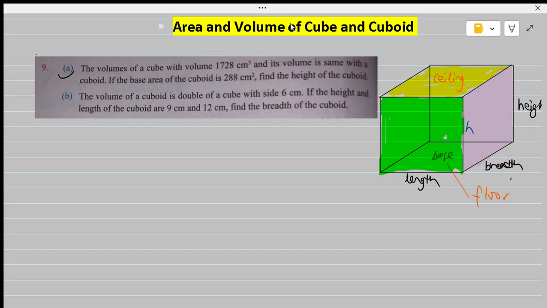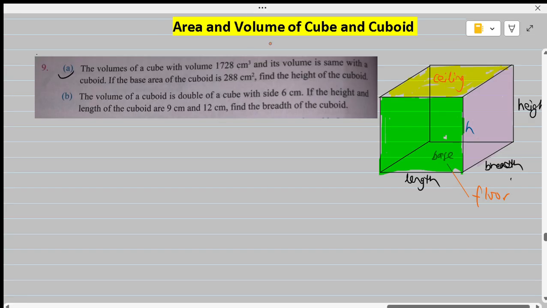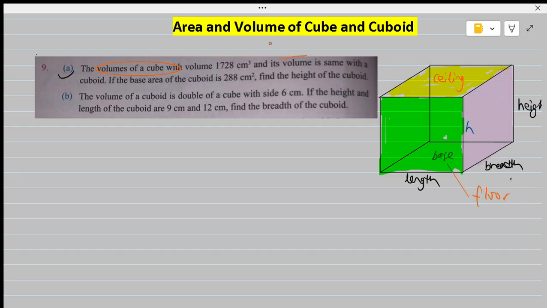So here what is said is that the volume of the cube is the same as the volume of the cuboid. So this thing is said here, right? The volume of the cube is given as equal to the volume of the cuboid.